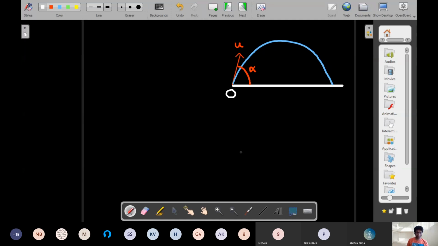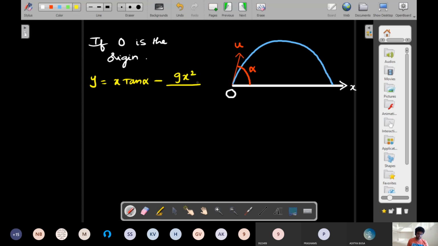For any general alpha and given u, if this is the x-axis and the y-axis is vertically upward and O, the launch point, is the origin, then the equation of the path of the parabola, recalling what we did last week, is x tan alpha minus g x square divided by 2 u square cos square alpha. So this is the equation of the parabola.